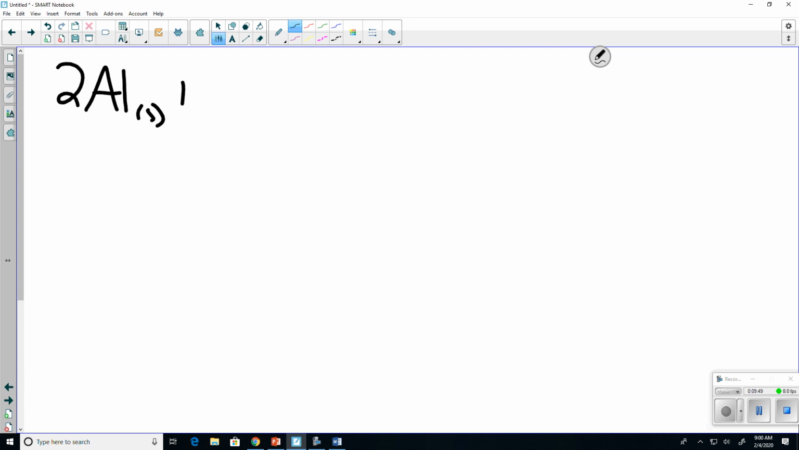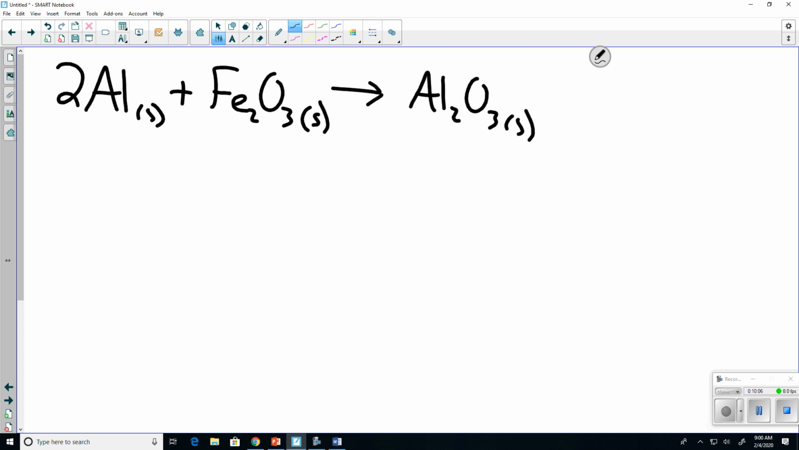Two aluminum solid. Be careful when you look things up in your appendix that you have the correct phase notations for things. Everything's solid here except for the iron at the end, which is liquid. Does anyone know this reaction? Iron thermite, I believe, is what this is. You're making lava.